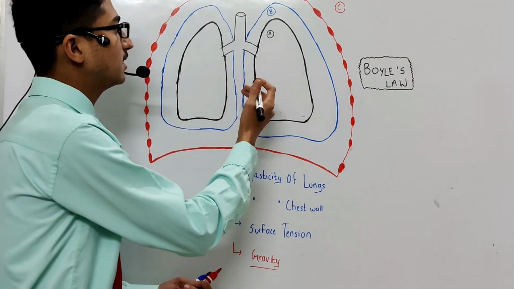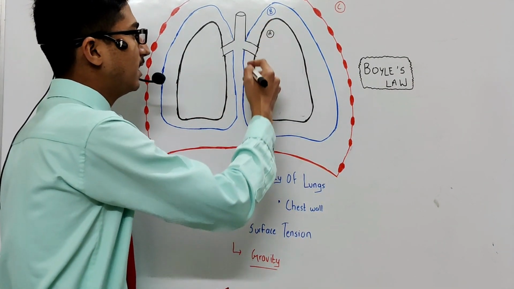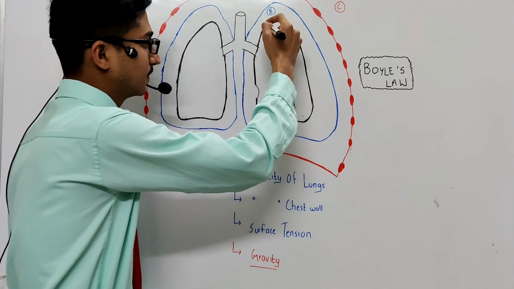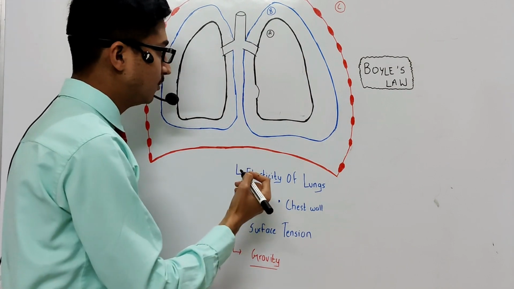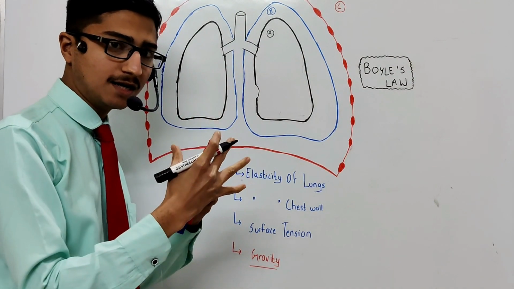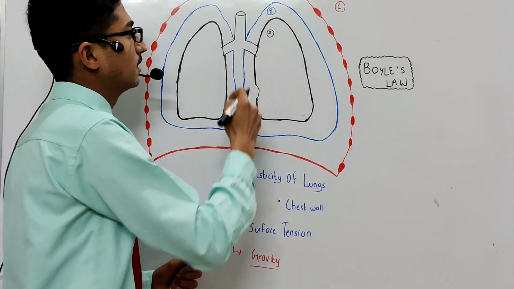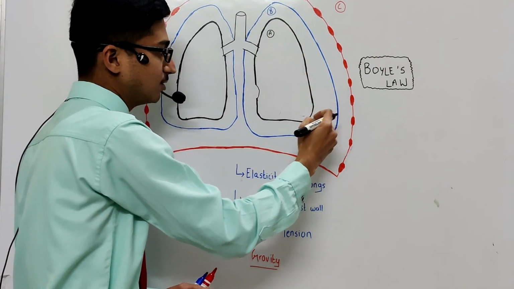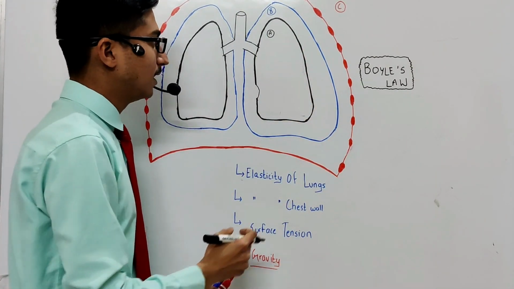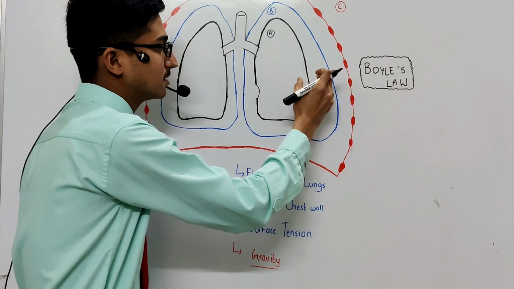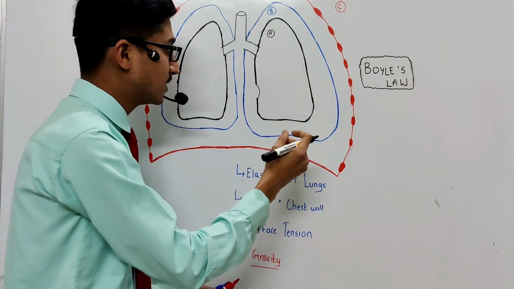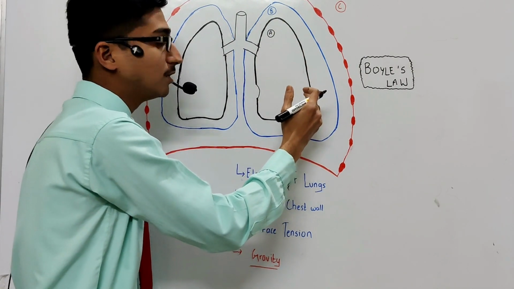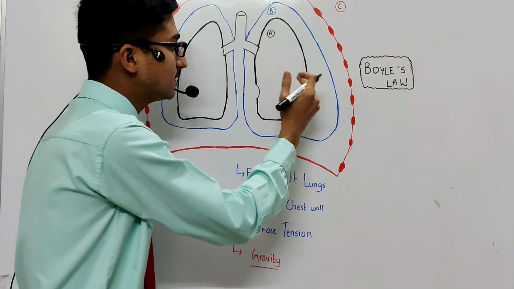As you can see in the diagram, this black color is our lungs. The thick line shows the visceral pleura, which is firmly attached to the lungs. This blue line shows the parietal pleura, and this space shows the pleural space. This space is filled with pleural fluid, which is serous in nature.